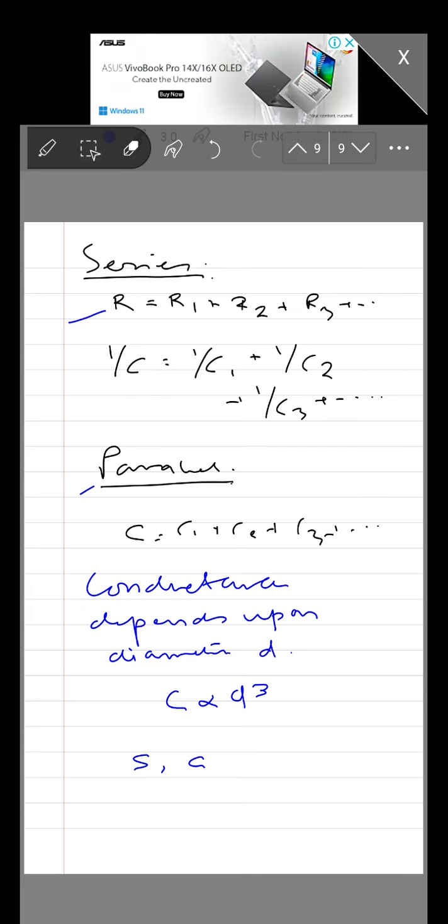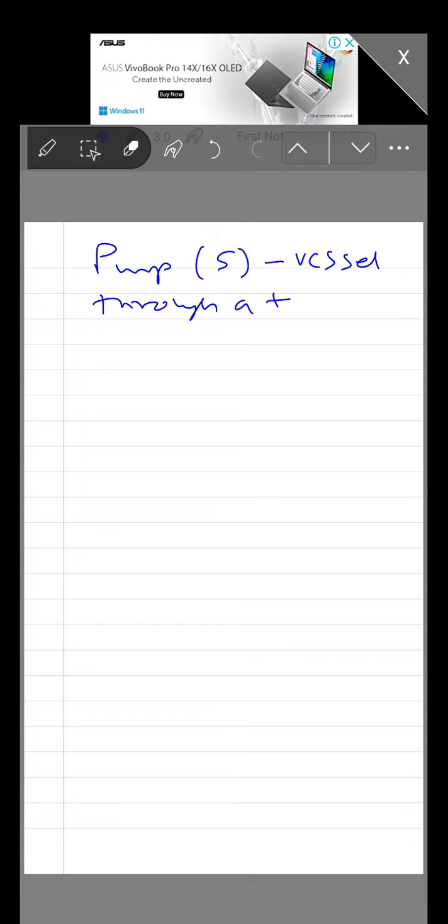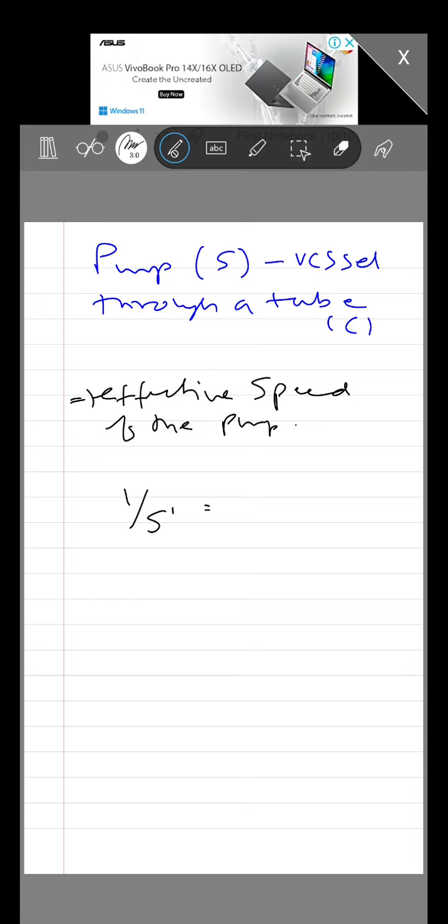So it means that if a pump having a speed S is connected to a vessel through a tube which is having a conductance C, then the effective speed of the pump, let's call this S1, is given by 1 by S1 is equal to 1 by S plus 1 by C.